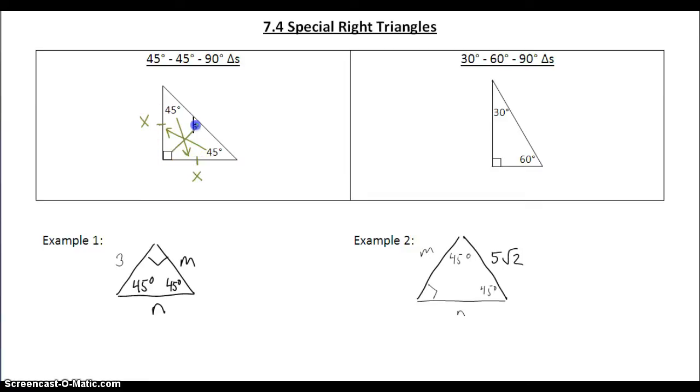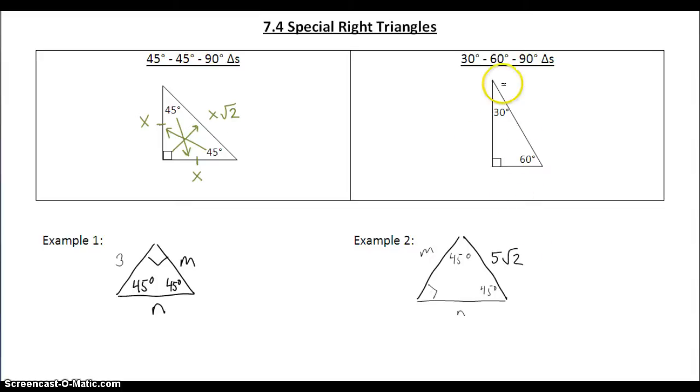These two legs will be the same. The hypotenuse in a 45-45-90 triangle is bigger than both legs. It's not quite twice as big, but it's more than 1 times as big. It's exactly the square root of 2 times bigger.